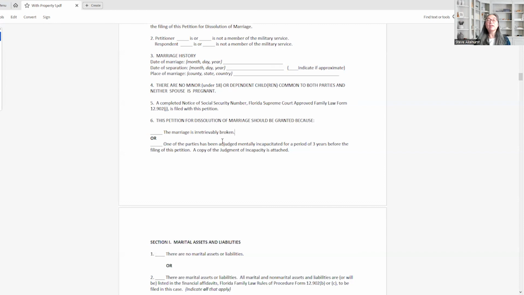Second part is whether the other party has been mentally incapacitated. That's only if there's a court order that says the other party is incapacitated, and you have to attach a copy. Otherwise it will be the first part.